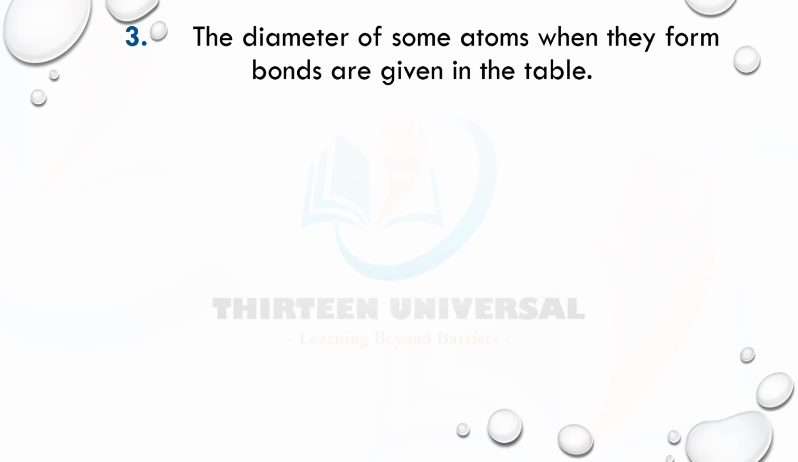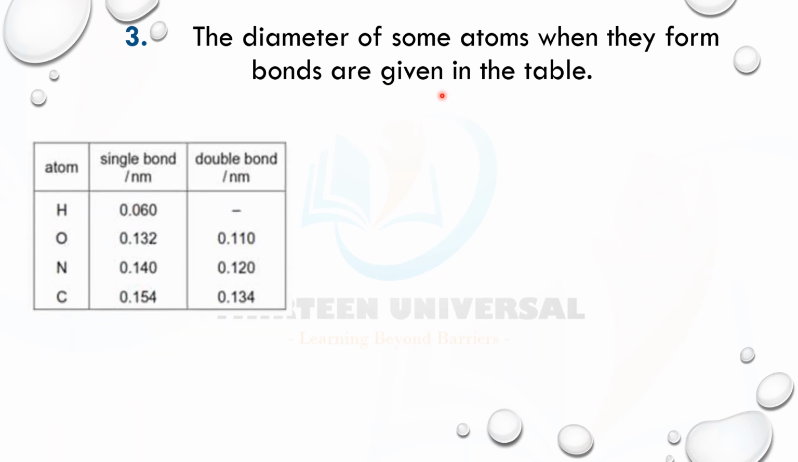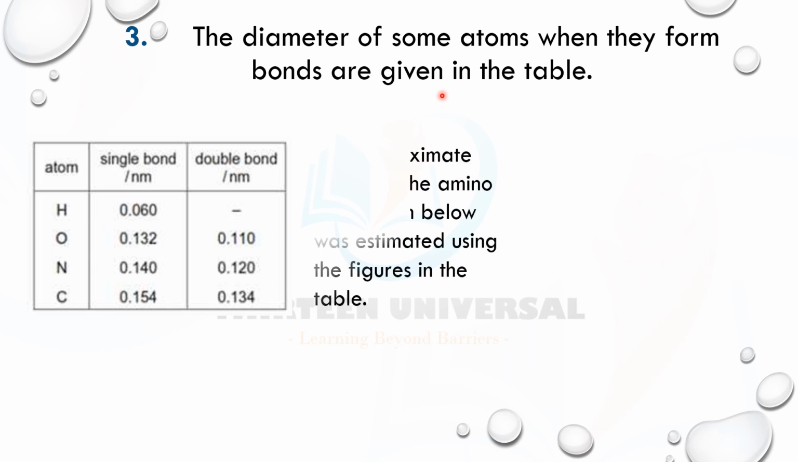So let's go to the next question here. It says the diameter of some atoms when they form bonds are given in the table. So the bonds of these atoms have diameter, just like circles. Every atom has a diameter because it has a spherical shape, from the center across the circumference. It says the length of the amino acid shown below was estimated using these figures in the table.